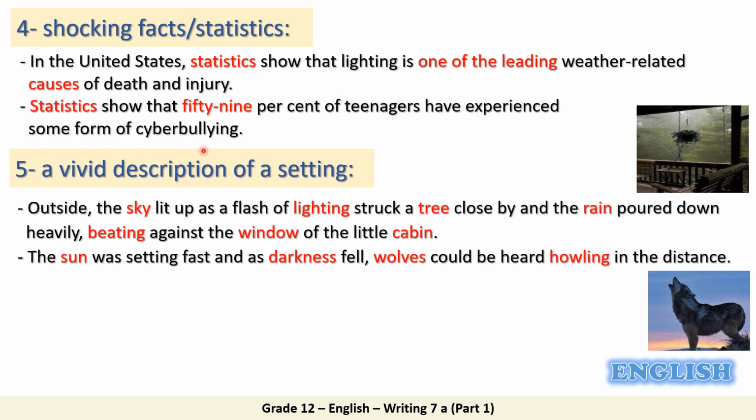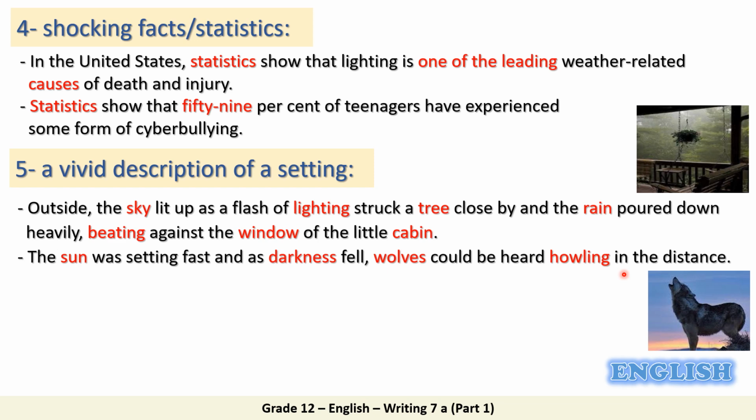Type number 5 is using a vivid description of a scene. You describe a scene perfectly. Like this, outside this cabin right here, the sky lit up as a flash of lightning struck a tree close by, and the rain poured down heavily, beating against the window of the little cabin. Another description, the sun was setting fast, and as darkness fell, wolves could be heard howling in the distance.